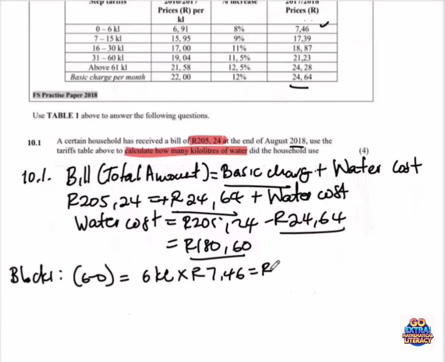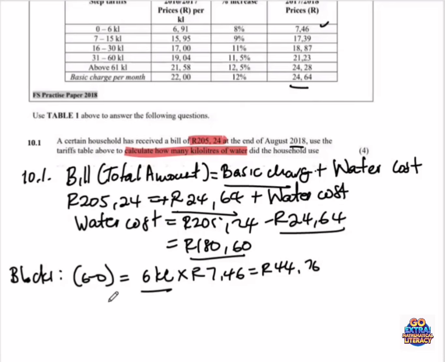We're going to get 44 rand 76. So that's what we are getting. And now if we compare this 44 rand with the 180, you're going to see that we have not exceeded this 180. We're not even close to this 180. So that means they didn't use only 6 kiloliters. That means they still used more, because the charge is still more.